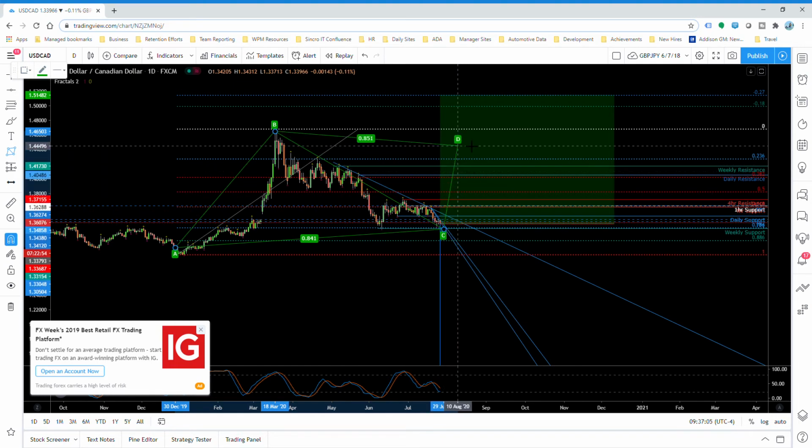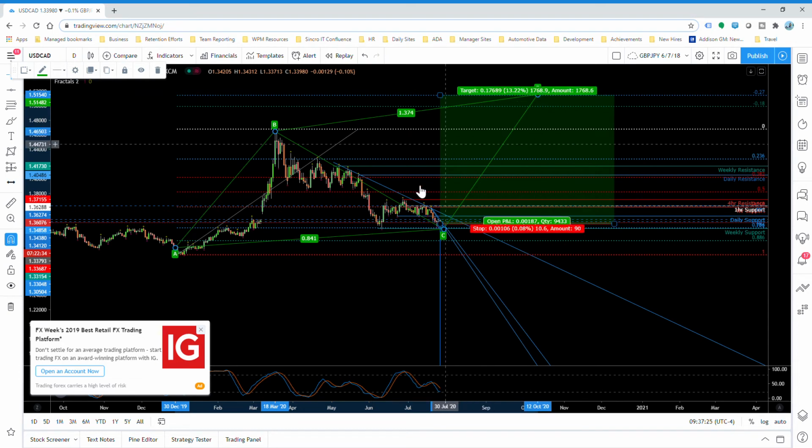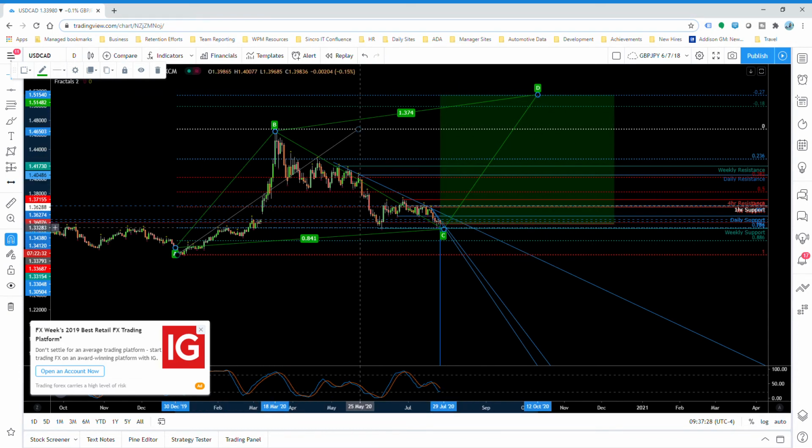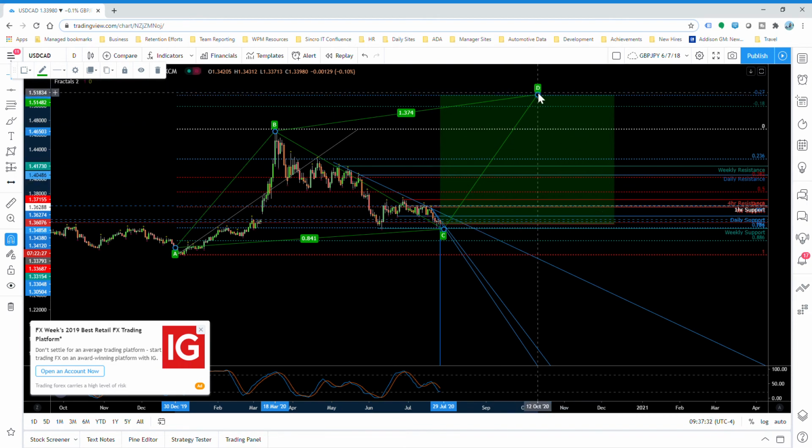And now we're looking for this D to push up to this 0.27 extension. A 78.6 pullback will take you to the 0.27 extension on the Fibonacci. So that'll give you an A, B, C, D move. That's what I'm looking for here, A, B, C, D, and then we'll get a pullback from there. So those are my thoughts on USDCAD.